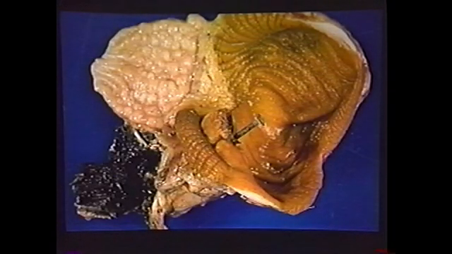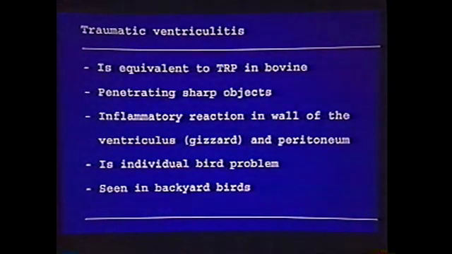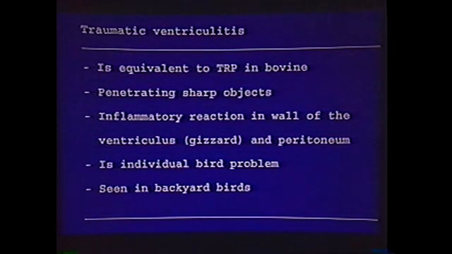Here is a proventriculus. Here is a gizzard, chicken from backyard flock. What we're looking at here is a nail going through the wall of the gizzard, initiating some tarry black content on the outside of the gizzard. Sporadic individual birds, traumatic ventriculitis, occasionally seen in backyard birds. Birds do not discriminate in what they pick up, anything shiny or large. They pick it up, and unfortunately sharp objects can do them more harm.